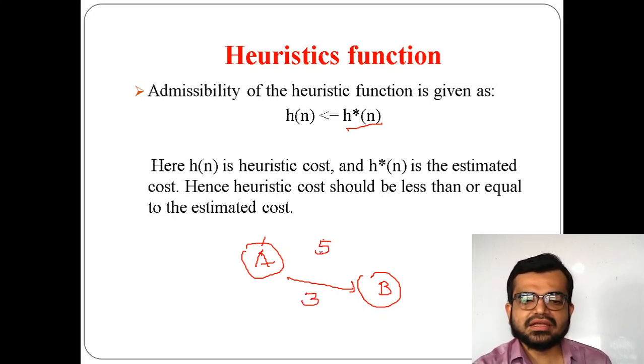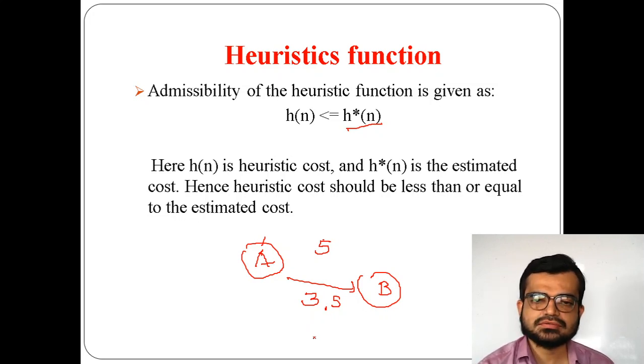So it should satisfy this condition: h of n should be less than or equal to the estimated value. Here the actual cost is 3, so it can only be up to 5. It should not be 6. As you know, the estimated cost is 5, so the actual cost should not be more than 5. It can be 5 or less than 5, so it can be either 3 or 5. In this way the heuristic function works.